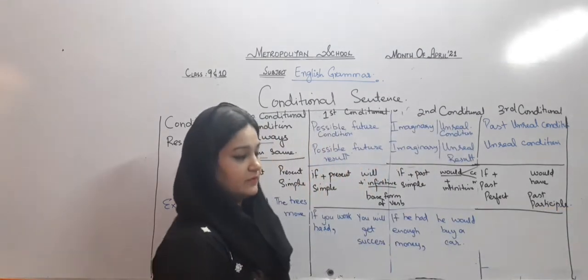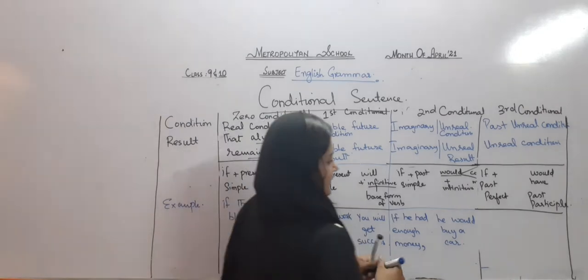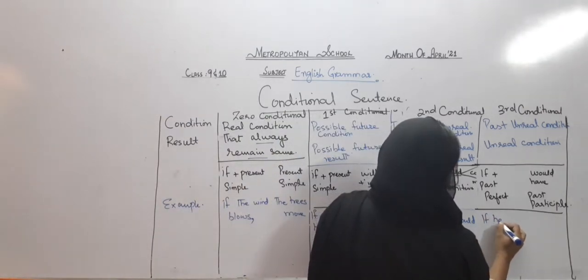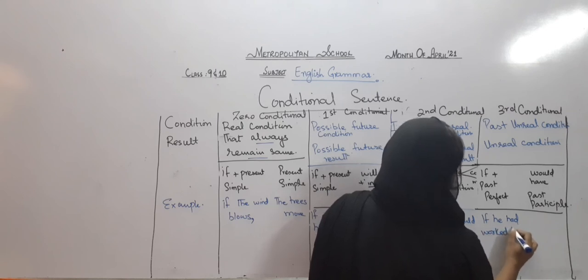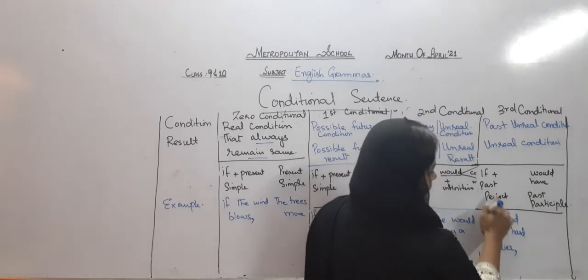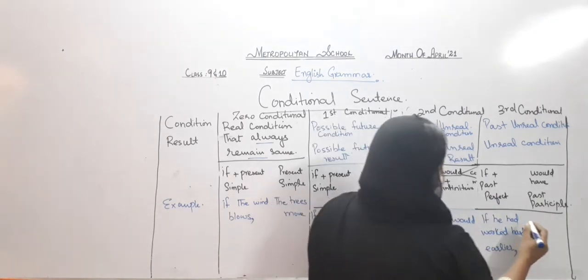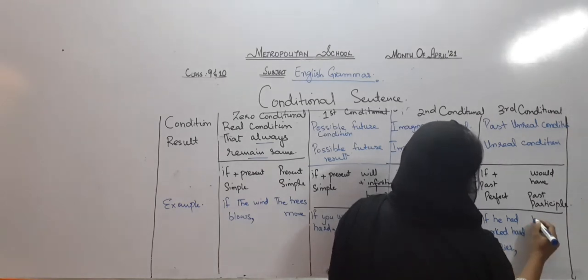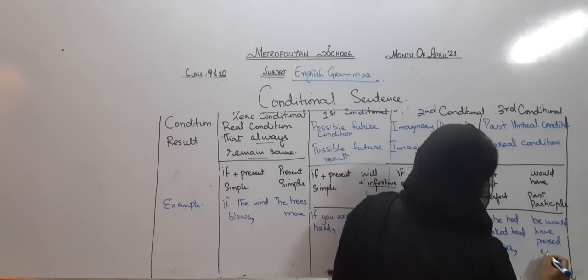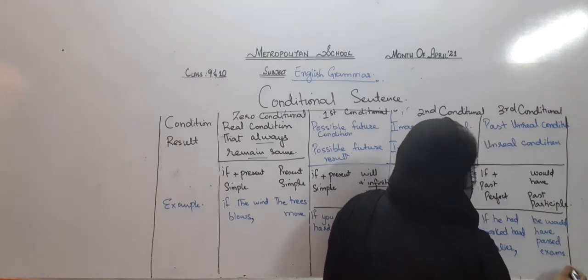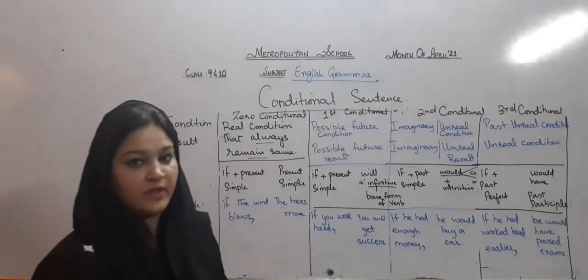Now come to the example. If he had worked hard earlier. Have you noticed I have used past perfect in the tense, and he would have, I am using the third form of the verb here, he would have passed the exams. So these are the 4 conditions you have.